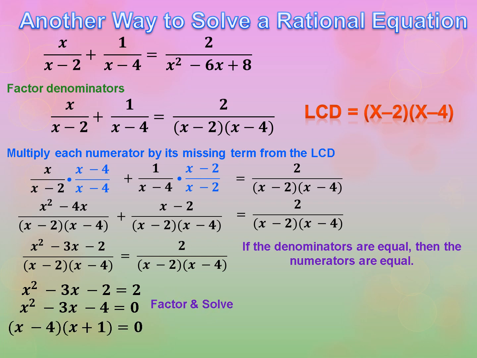Now I take each factor and I set it equal to 0. So x minus 4 equals 0 is x is 4. x plus 1 equals 0 is x is negative 1. So I have my two solutions.